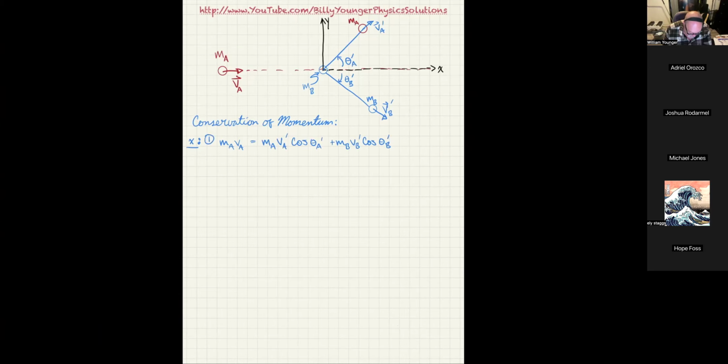Now I've got to write another equation for the y direction. Since I told you in the x direction, all the momentum is in the x direction before the collision, that means the momentum before the collision in the y direction is zero. So this becomes zero is equal to MA VA prime sine theta A prime plus MB VB prime sine theta B prime. That's going to be equation two.